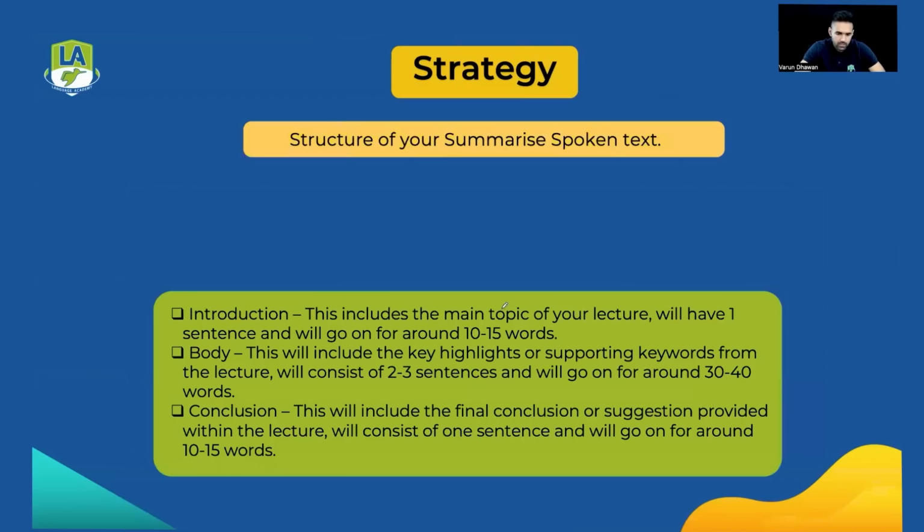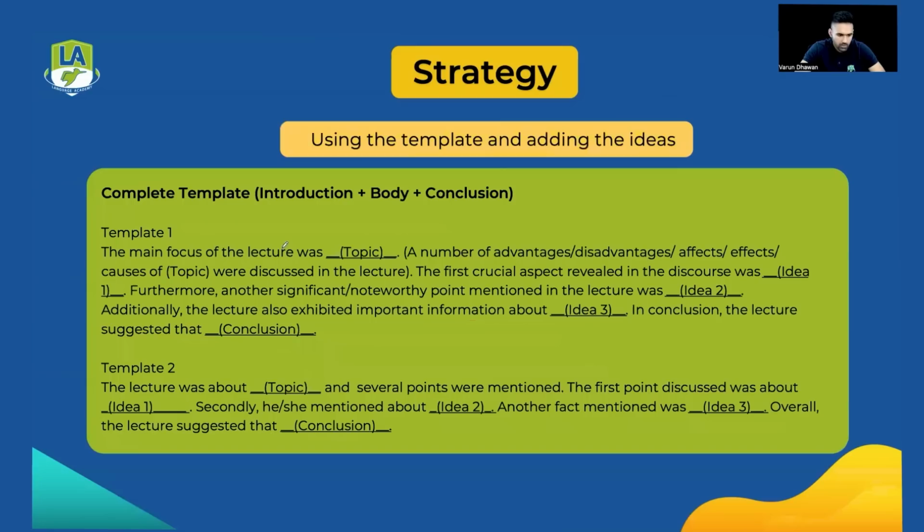You have to write summarize spoken text around 65 words. I want you to write 4 to 5, maximum 6 sentences. The first sentence will be an introduction, then 2 to 3 sentences about the lecture, and the last sentence a conclusion. These are 2 templates all our students use. You can use either of these 2, whichever you find easy. If you follow it properly, you'll be fine.